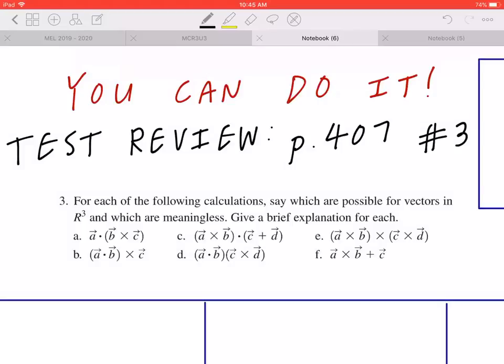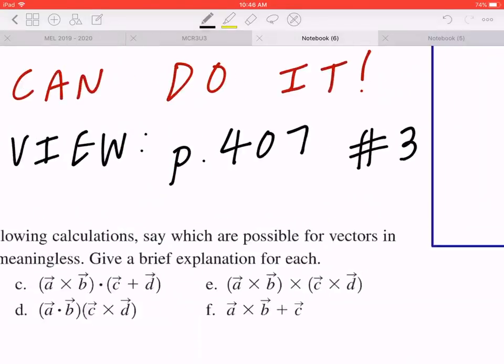Hi everyone, let's take a look at number 3 on page 407. For each of the following calculations, say which are possible for vectors in three-dimensional space and which are meaningless. Give a brief explanation for each.